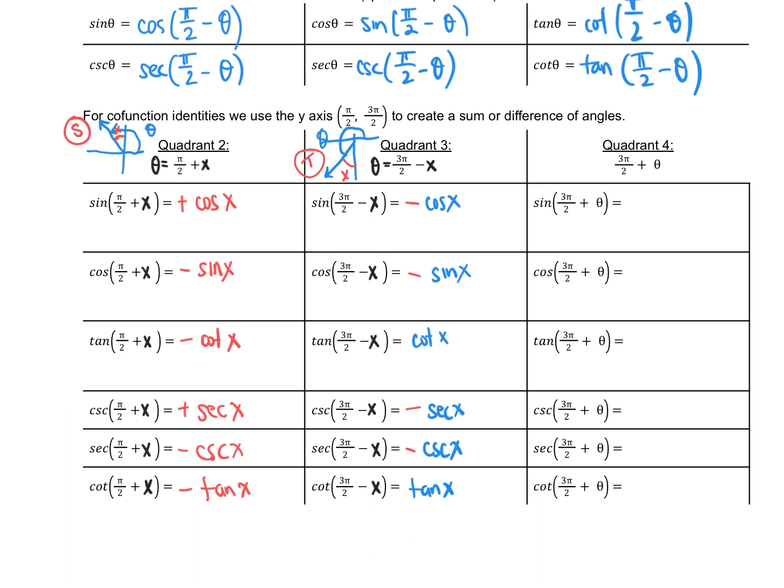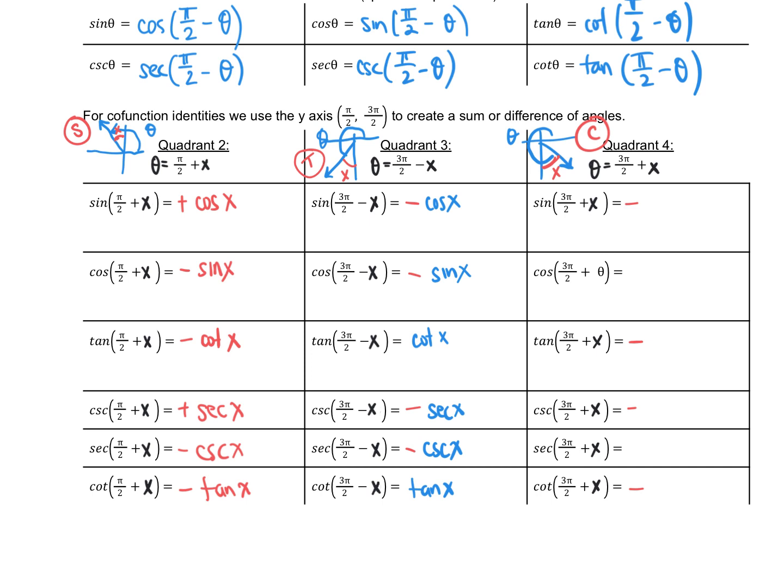And finally, quadrant 4. In quadrant 4, our terminal arm is past 3 pi over 2. And again, our x angle is glued to the y-axis. So theta can be represented as 3 pi over 2 plus x. And now we're in cos's quadrant, so I only expect cos to be positive, and its reciprocal, secant, will be positive as well. The rest are all negative.